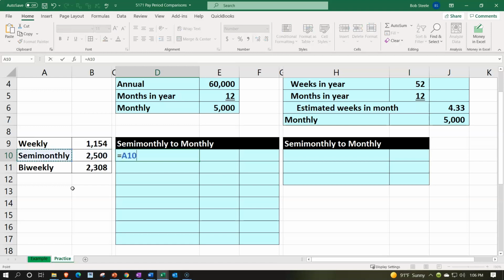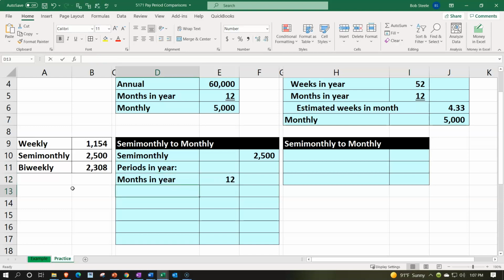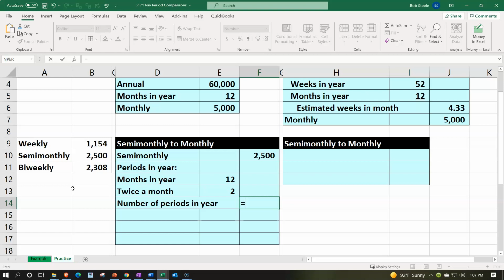So if we had the semi-monthly, we're going to say this is going to be equal to the 2,500. And then we have the periods in a year. So how many periods that are semi-monthly, half months, are in a year? Well, we could say, months in a year are 12, and we've got 2 periods each month, so twice a month, which times 2 would be the number of periods in a year, which would be 12 times 2, or 24 periods in a year.